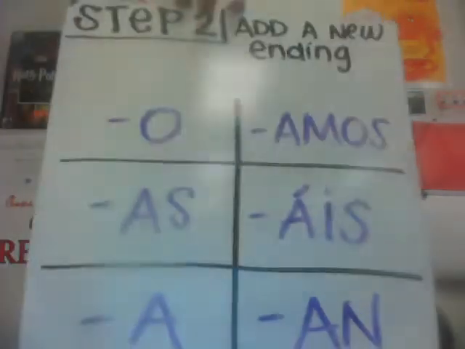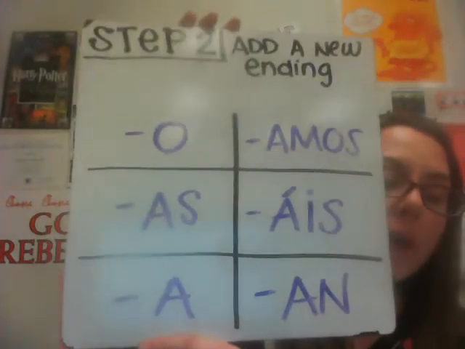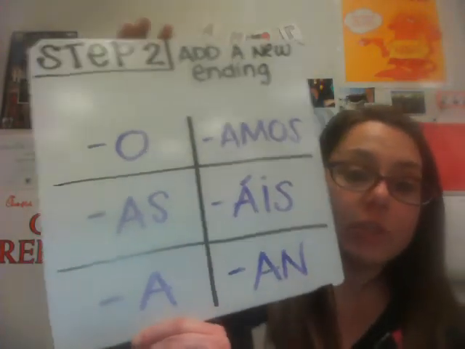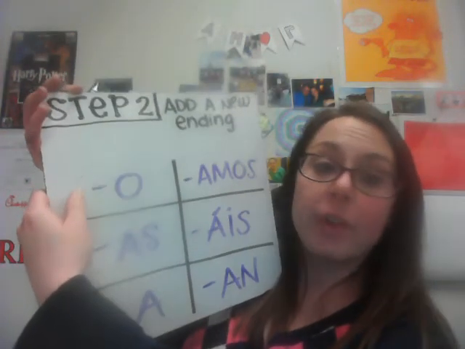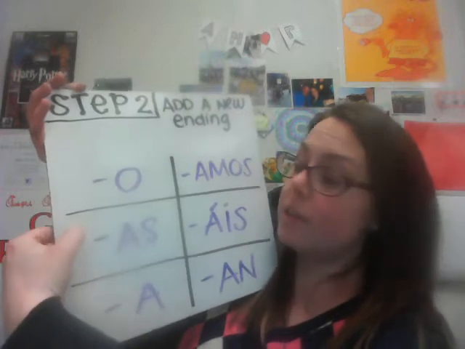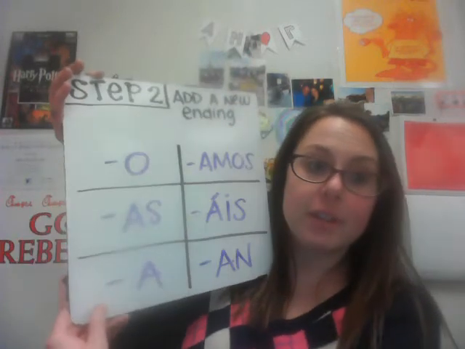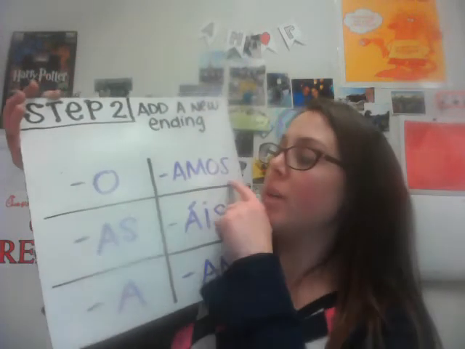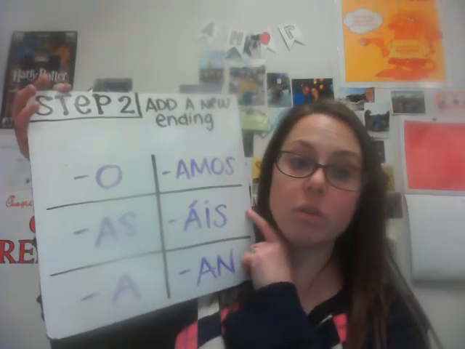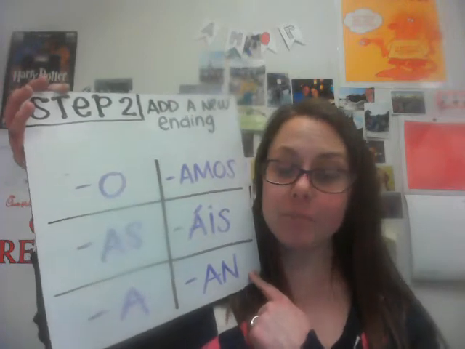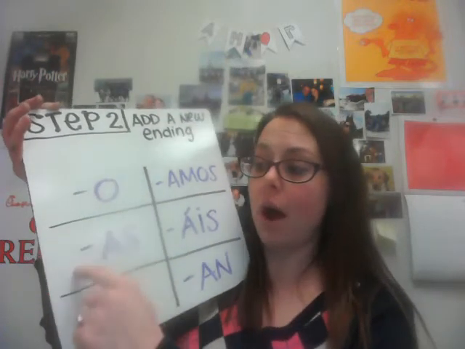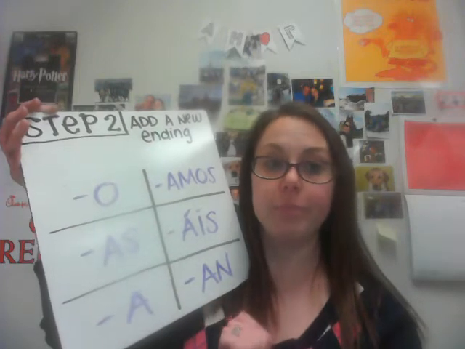My next step, step two, is to add a new ending. I do want you to make sure that this chart ends up in your notes, with the new endings. I'll show you in just a second what we're going to do with these. If my verb is in the yo form, then the ending is going to be o. If it's in the tú form, it's as. If it's in the él, ella, usted, it's a. If it's in the nosotros, it's amos. Vosotros is áis. And the ellos, ellas, ustedes is an. So make sure you have a chart in your notes that says o, as, a, amos, áis, an on it.